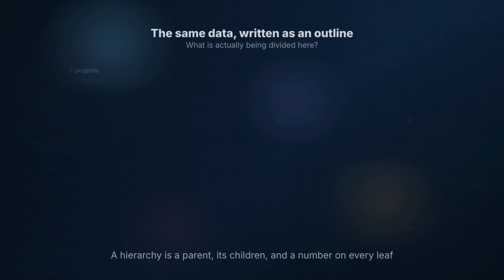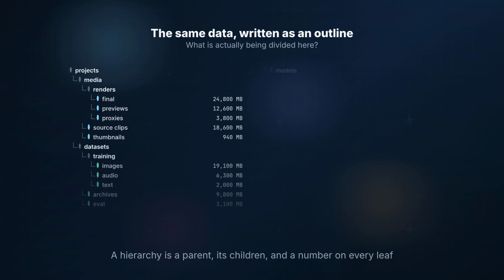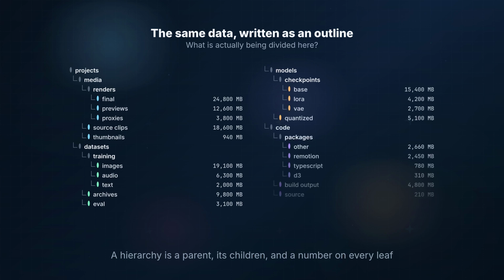Forget the circle, because the circle is the last step. Underneath every sunburst, there is a plain tree, one root, some branches, and leaves at the ends. Here is that folder as an indented outline, which is the shape your file system already has. Notice where the numbers live. Only leaves carry a measured size. A folder carries no number of its own because it is worth the sum of everything inside it. That rule is what makes the chart add up later.